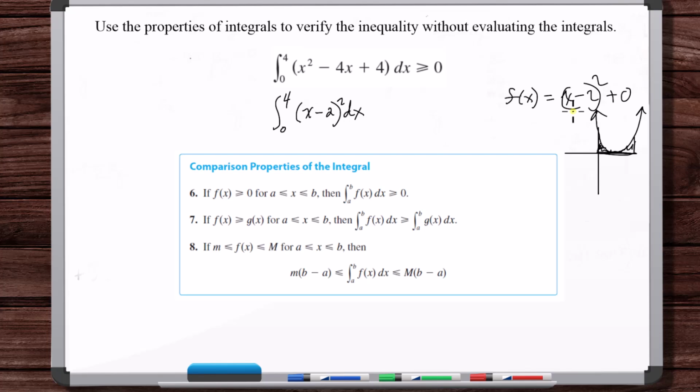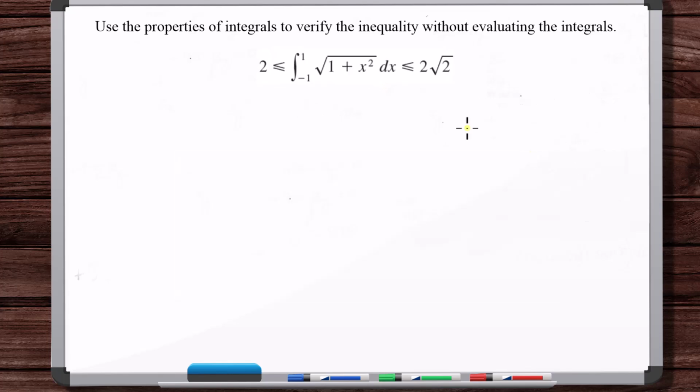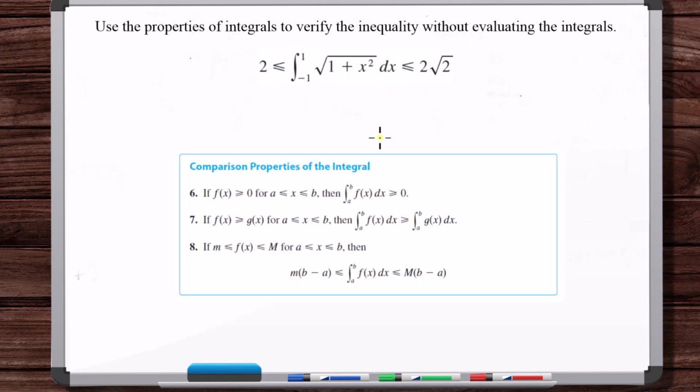This is the parabola x squared, which is always positive, shifted to the right 2 units, but it's not shifted up or down, so it's positive no matter what. So it doesn't matter what interval you choose, this definite integral is always going to be greater than or equal to 0. Okay, so let's bring back the comparison properties. I'm assuming they want us to look at this sandwich property between a smaller m and a larger m.